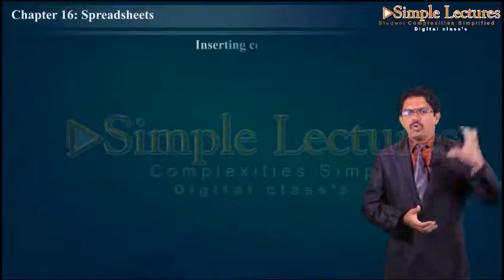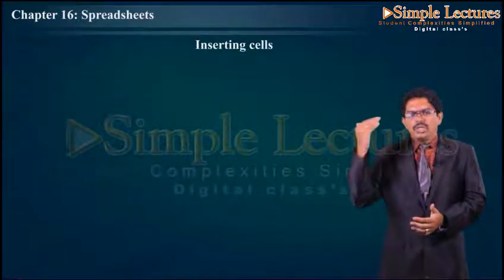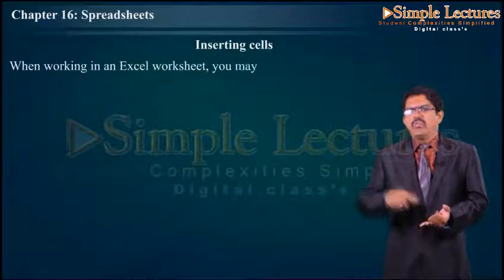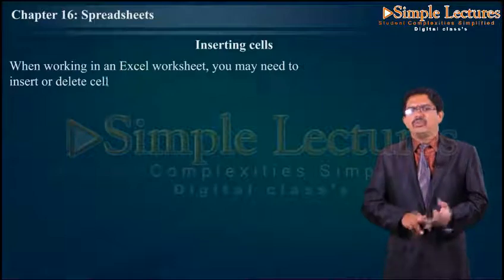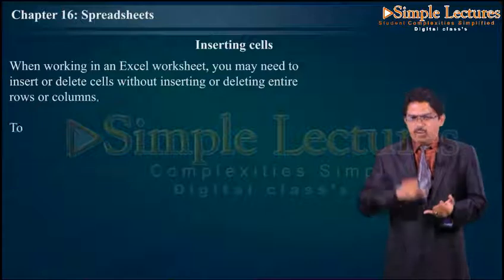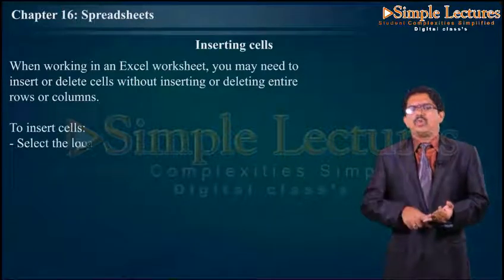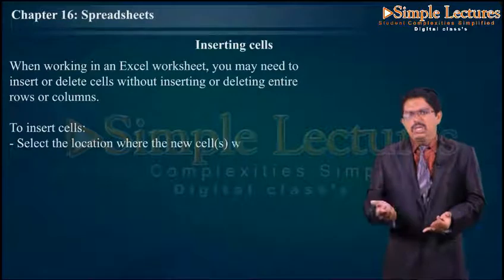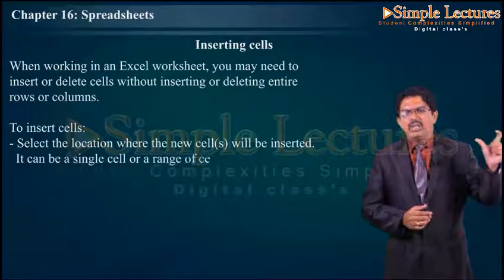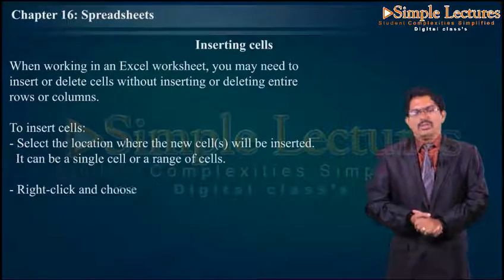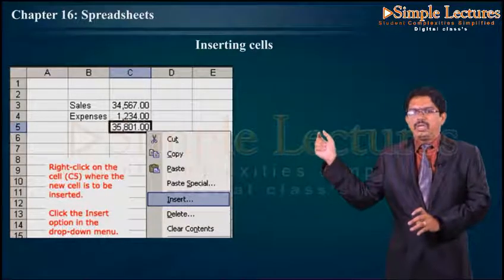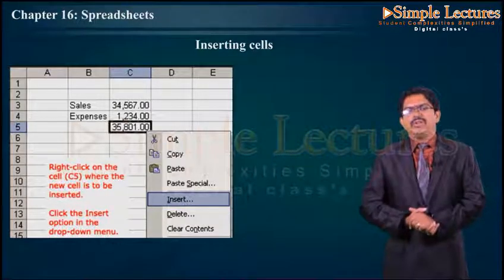Now, let us move to inserting cells. When working in an Excel worksheet, you may need to insert or delete cells without inserting or deleting the rows or columns. To insert cells, select the location where the new cell is to be inserted. It may be a single cell or a range of cells. Right click and choose insert. So, this is a representation. If we right click and press insert, automatically the values will be inserted in an Excel sheet.